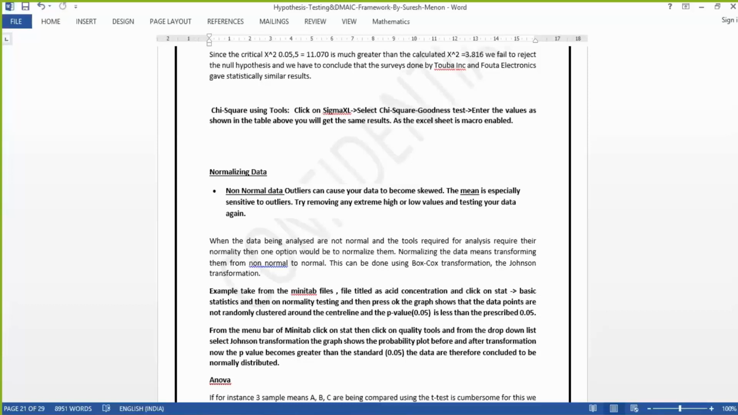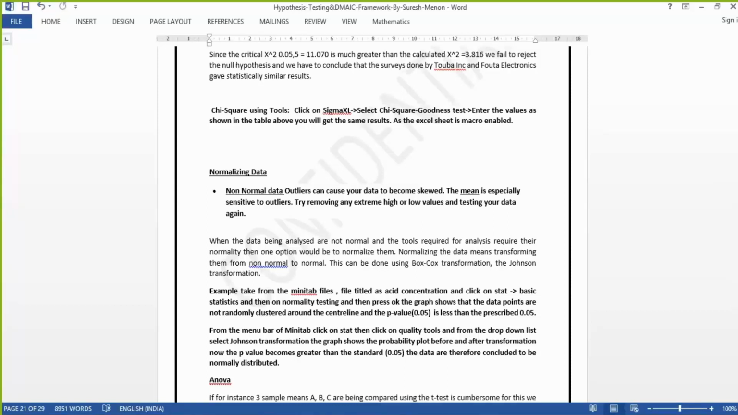Non-normal data. Outliers can cause your data to become skewed. The mean is especially sensitive to outliers. Try removing any extreme high or low values, and testing your data again.